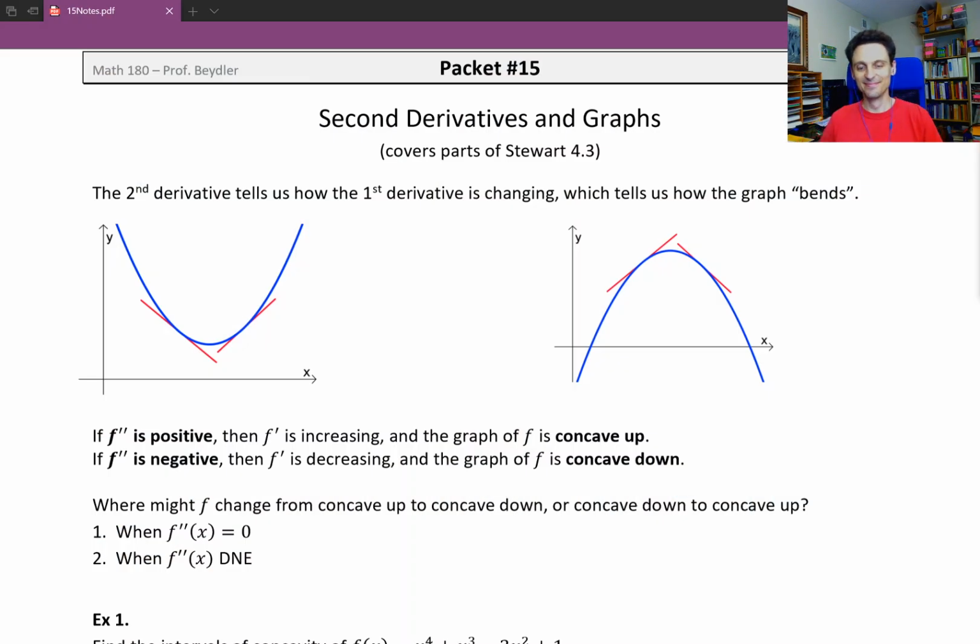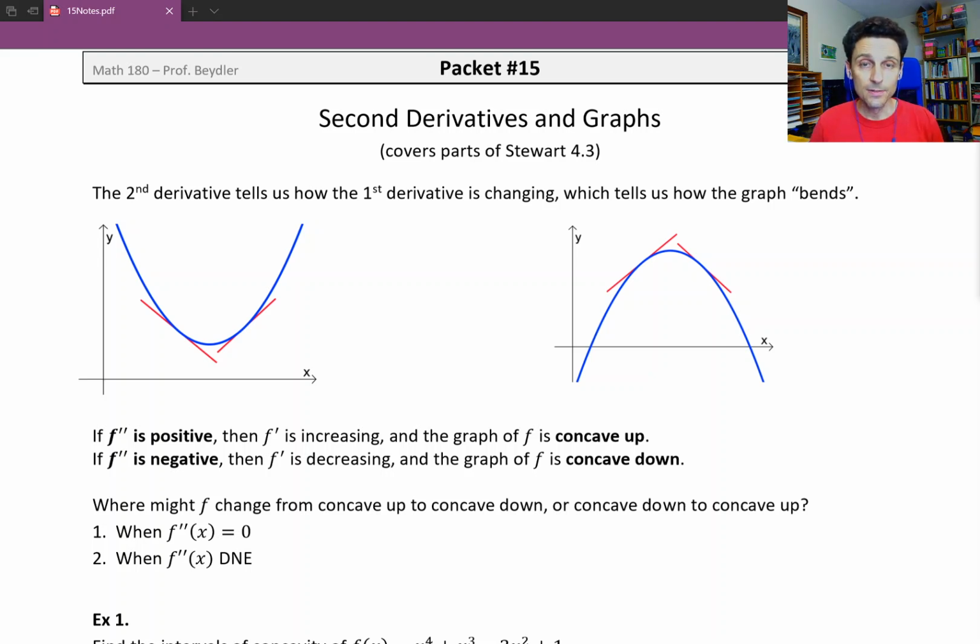In this second of the trilogy of packets, we're going to look at the second derivative and their graphs. Let's get started. So in the last packet, we looked at how the first derivative tells us if the graph of a function is increasing or decreasing. It also helped us find the maxes and mins, the high points and the low points of a graph.